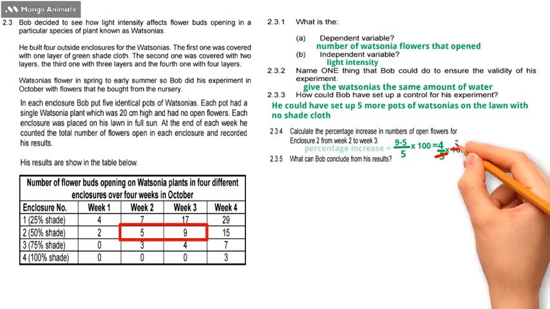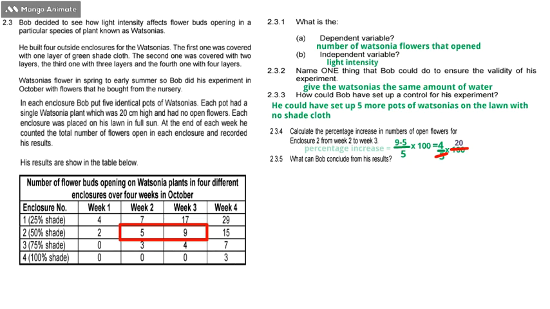Then we say 20 times 4, which gives us 80. So the percentage increase is 80%. From week 2 to week 3, there was an increase of 80%.